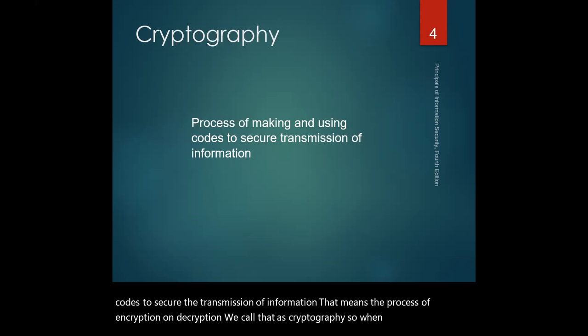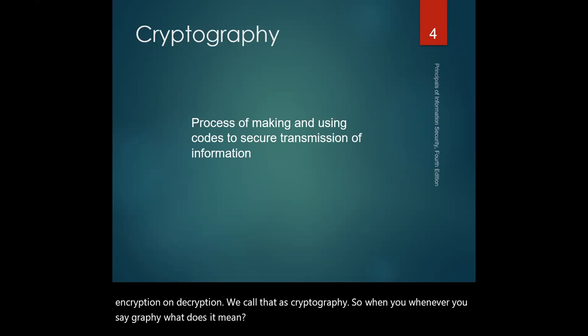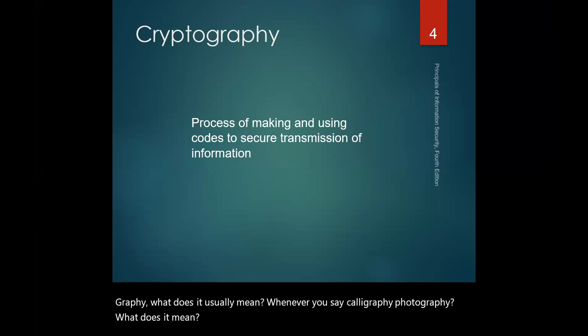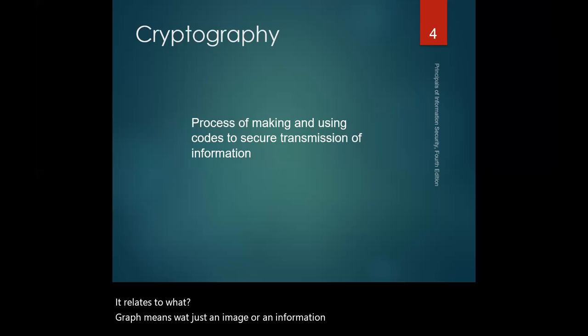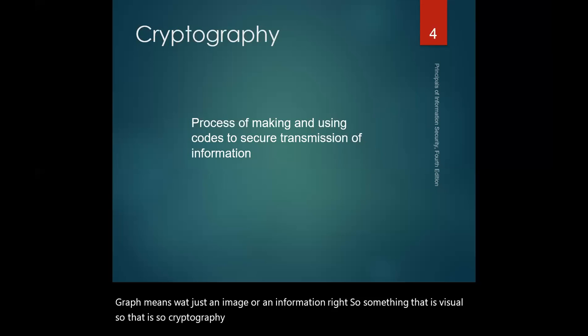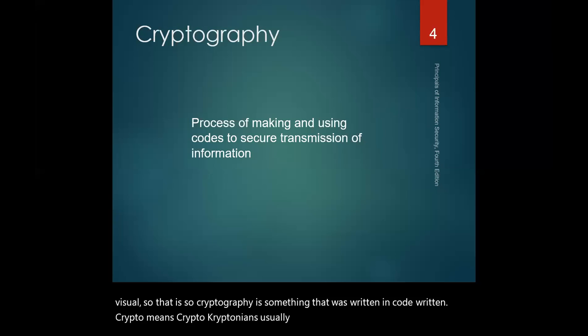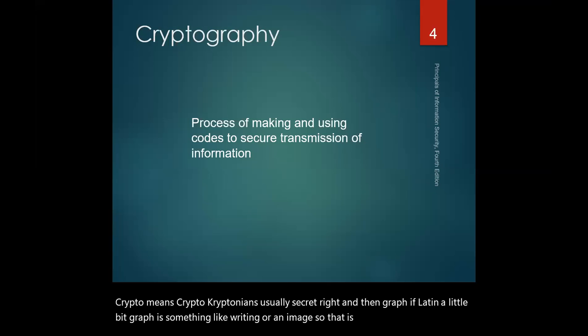Whenever you say graphy, what does it usually mean? Whenever you say calligraphy, photography, what does it relate to? It's like an image or information, something that is visual. So cryptography is something that was written in code. Crypto usually means secret, and graph, if you know Latin a little bit, is something like writing or an image. That is how the term cryptography evolved.